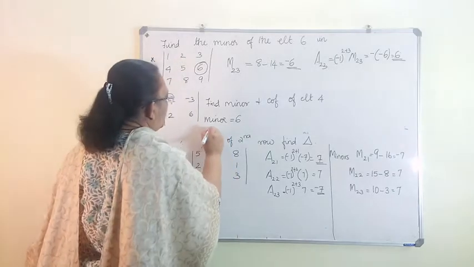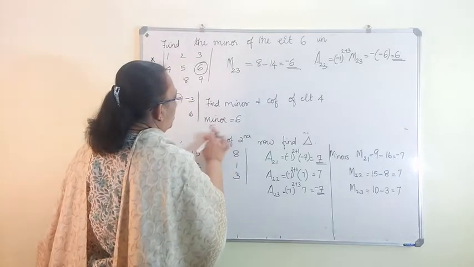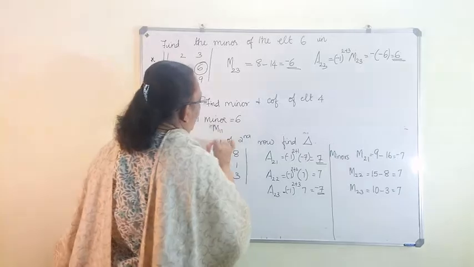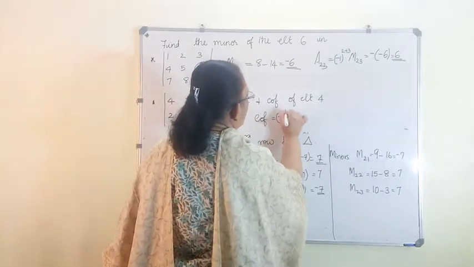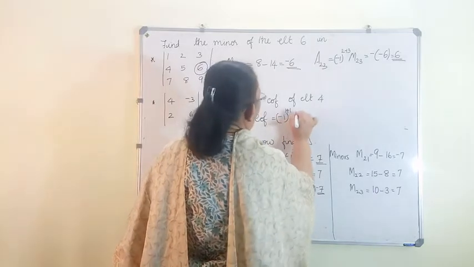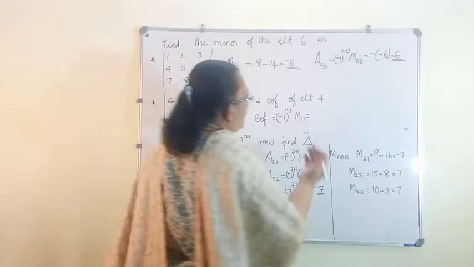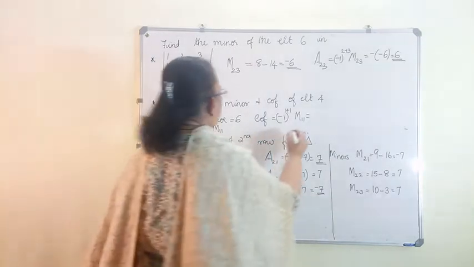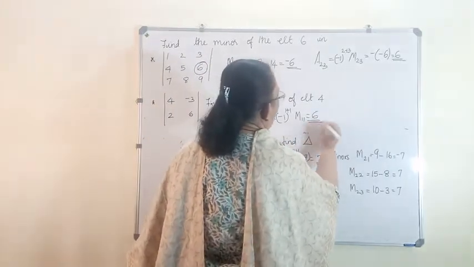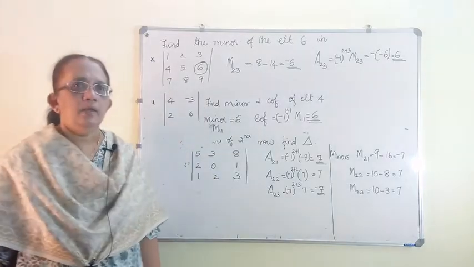So what is the notation? M11. What is the cofactor? A11 is equal to minus 1 raised to 1 plus 1 into M11. 1 plus 1 is 2, so minus 1 raised to 1 plus 1 is positive, and that is also equal to 6. So these are minors and cofactors.